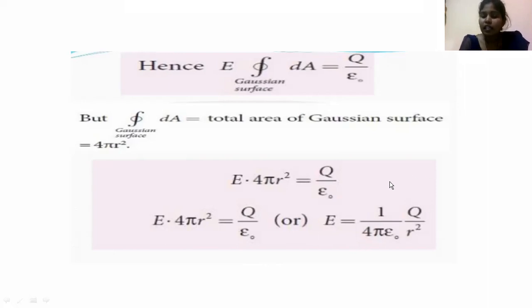This is the electric field due to a spherical shell at a point outside. 1 by 4 pi epsilon naught is constant and Q is constant, so E is inversely proportional to r square. As you go far from the sphere, E will be less, and if you are very near, it will be much larger in magnitude.